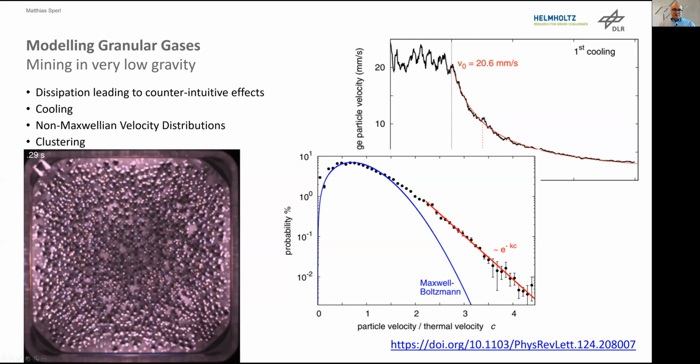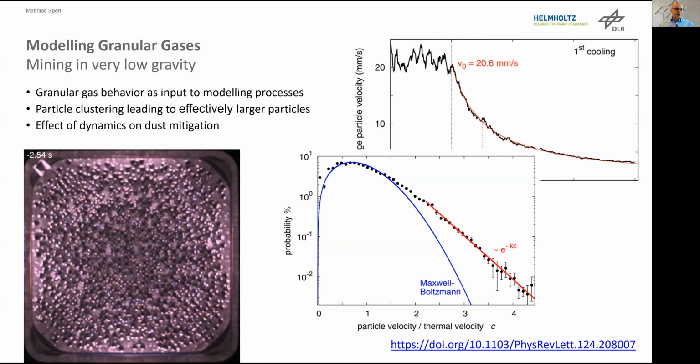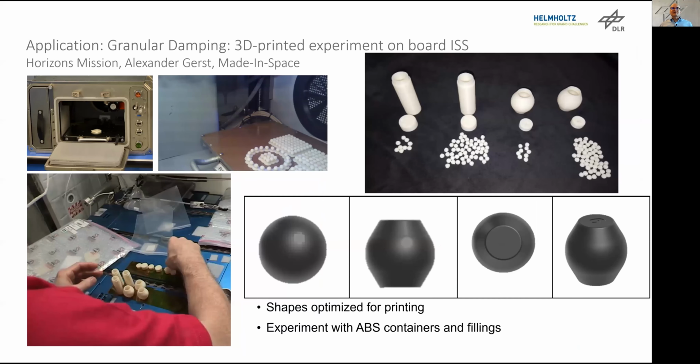Now, one application is to use granular materials in the gaseous state as dampers. It's one of the first experiments on board the International Space Station that actually does more than just a mechanical test of a 3D printed thing. So we have a couple of particles in a container and we measure the damping properties of that container when you put in various amounts of granular particles. So this is an application specifically for low gravity where you can use knowledge from granular gases as a damping mechanism.